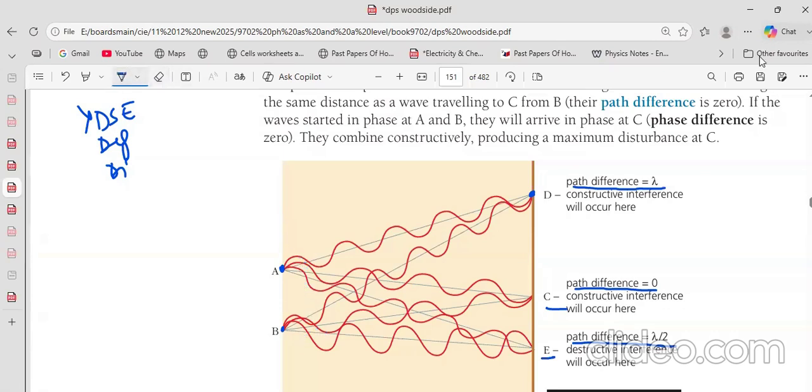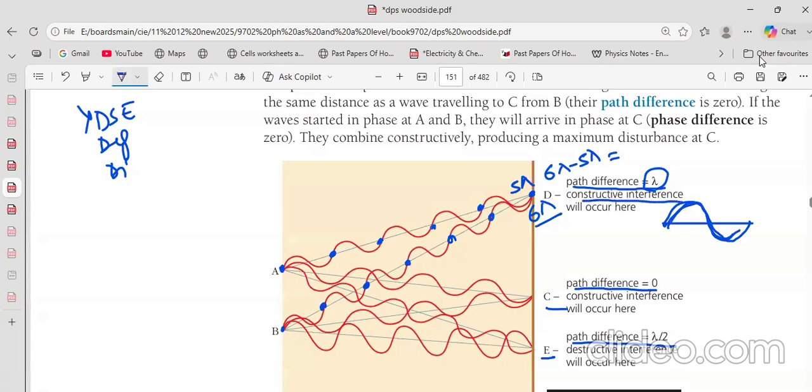Now, one wave is reaching from here. This is one wavelength, two wavelength, three wavelength, four wavelength, five wavelength, it has reached. What about this one? One wavelength, two, three, four, five, six wavelength, it has reached. But there's a path difference of one lambda, six lambda minus five lambda. So that means they are meeting in phase. They are coming together at the same time, even though there's a path difference.